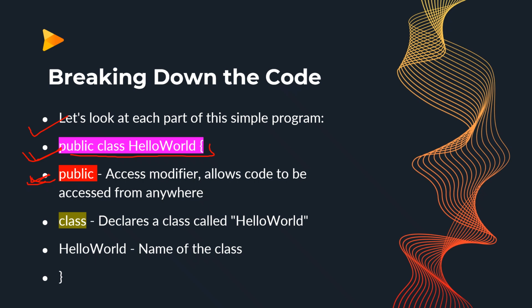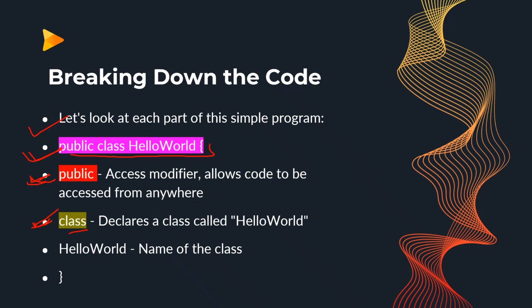So public is an access modifier. We are going to see this access modifier in our Java advanced course. After completing this course, we are going to launch the Java advanced course. So now we have understood what is public. Now we are going to see the class keyword.